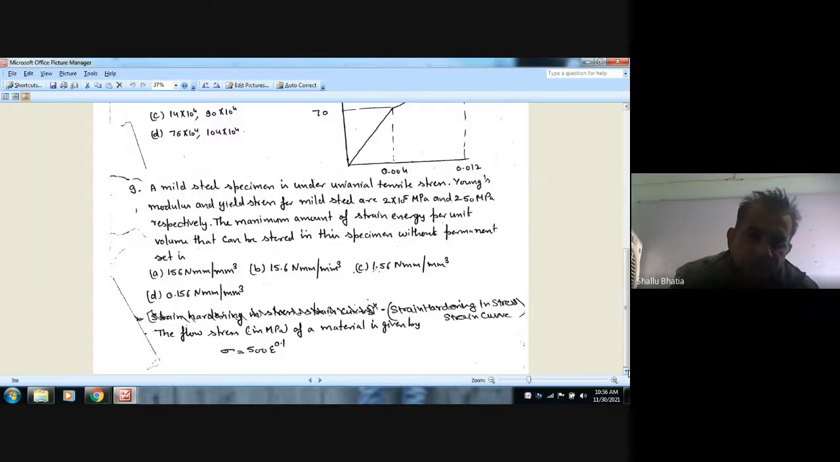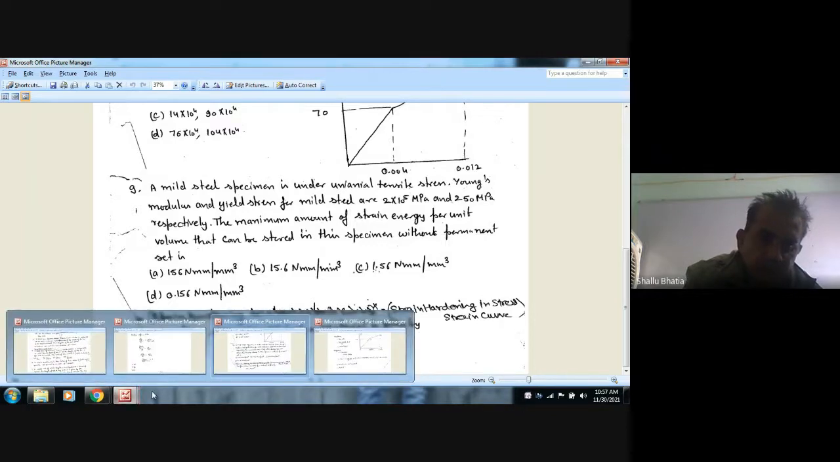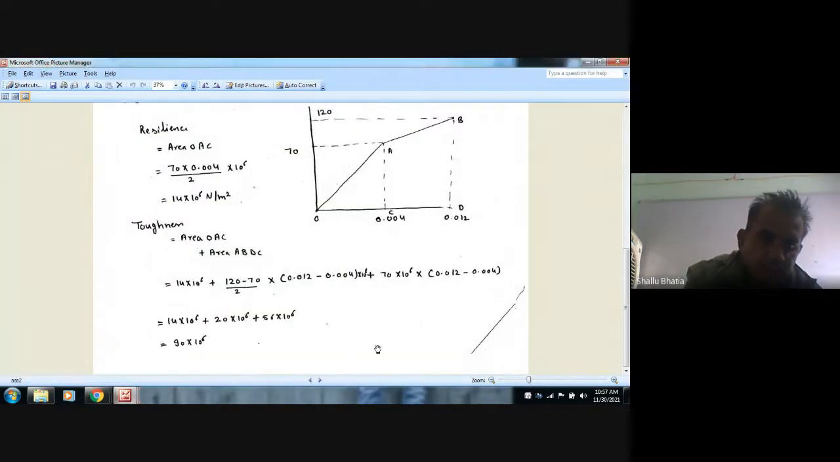okay, the maximum amount of stored energy without permanent deformation is resilience. So we just have to take the yield stress, because beyond the yield point permanent deformation starts. Then this stress into strain by 2 is your resilience, or strain energy stored per unit volume. Okay, the area of the stress strain curve.